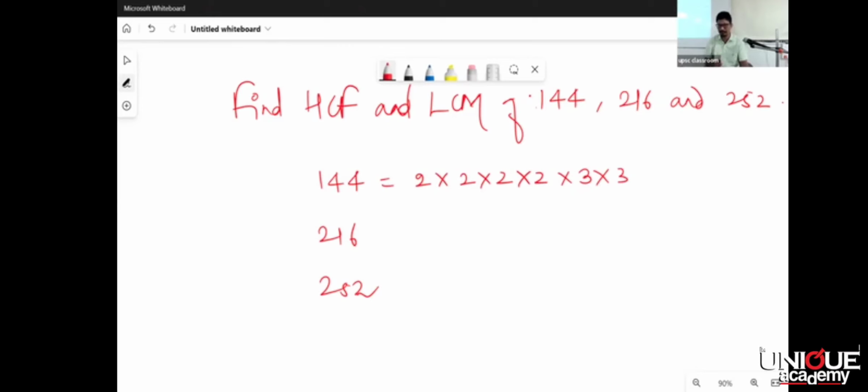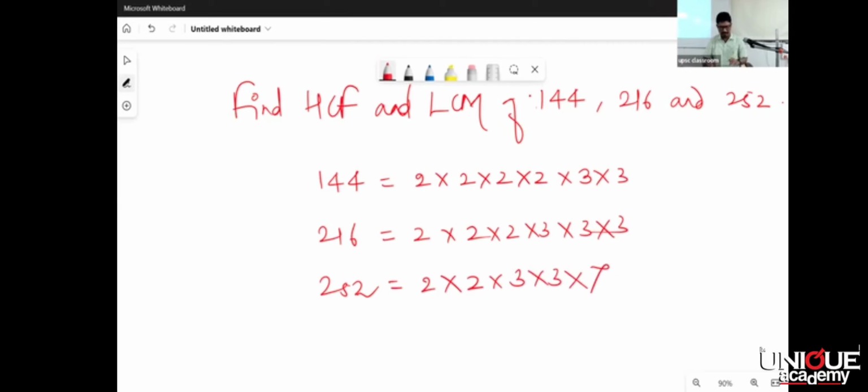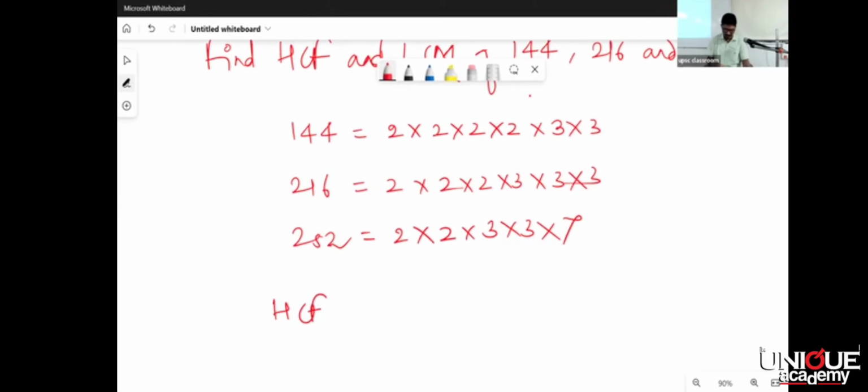These are the factors of 144. Now the factors of 216: 216 being 6 cubed, and 6 has factors 2 and 3. So 216 is 2 into 2 into 2 into 3 into 3 into 3. And 252 has factors 2 into 2 into 3 into 3 into 7. So let me tell you all the basic things regarding this one. To find the HCF of the given numbers, you have to check the different types of factors in the given numbers. So 144 has factors of only 2 different types. What are those?